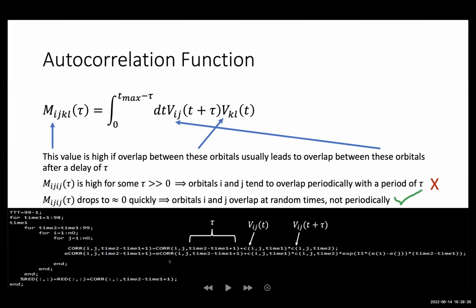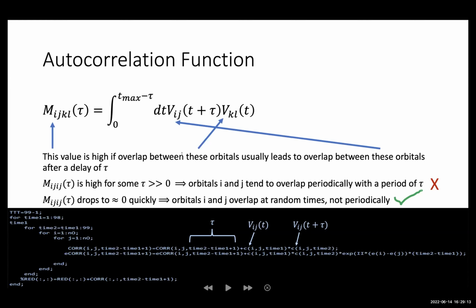This is the part of the code that actually does that. It's these core things here. We're talking about orbital i, orbital j, and then this value right here is equivalent to tau. With MATLAB, instead of indexing starting at 0, they index with 1, so that's why this +1 is here. Then this value here is precisely this value right here, and this is precisely this value right here. So this is where we're collecting the data for this autocorrelation function.